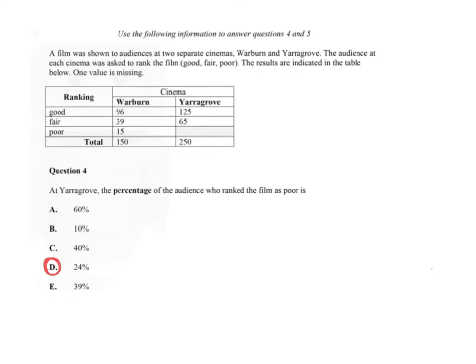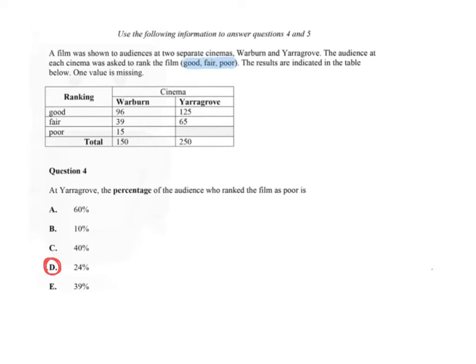All right, so let's have a look at this question here from an exam. So this is a frequency table here. It says a film was shown to 2 audiences at 2 separate cinemas, Warburn and Yarra Grove. The audience at each cinema was asked to rank the film as good, fair, or poor.